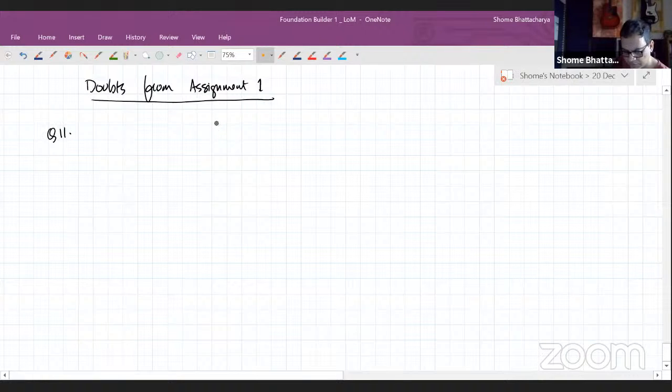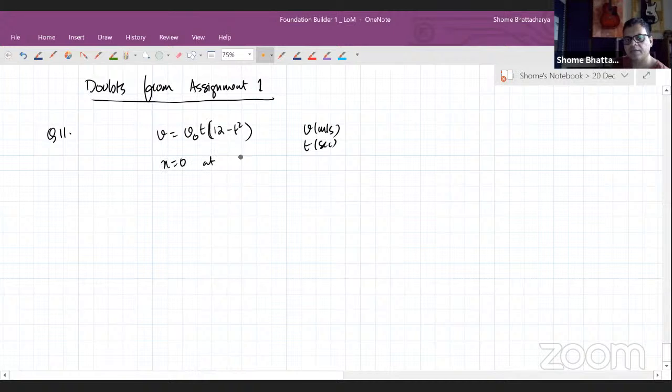Question 11 says that the velocity of the block is given by this relation: v equals v naught t into 12 minus t square. The velocity is in meters per second and t is time in seconds. The object is at the origin at t equal to 0, so let's say its x coordinate is 0.